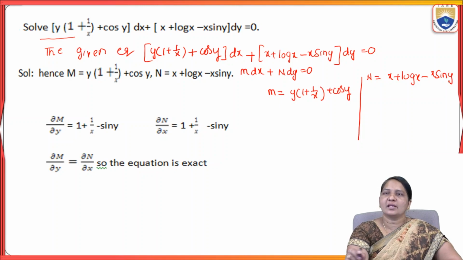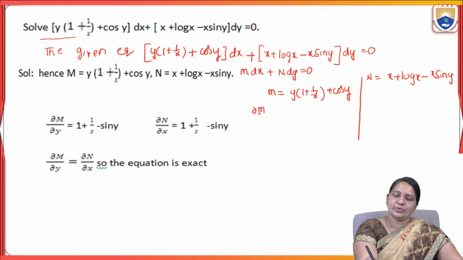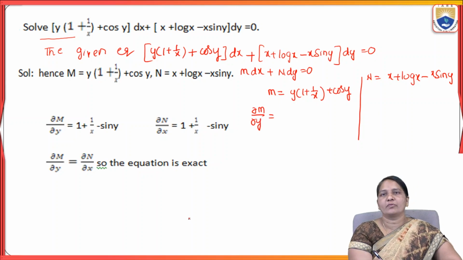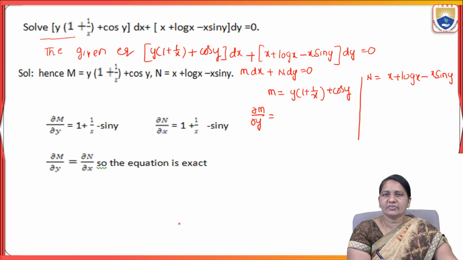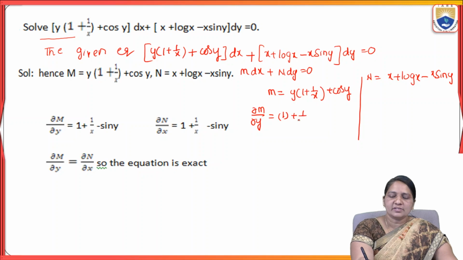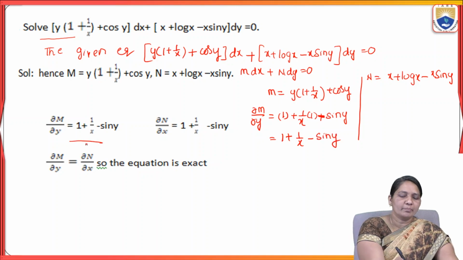Log x minus x sin y. Now I am going to calculate dou M by dou y. Here I am going to calculate the M value with respect to y. Differentiation of y is 1, plus 1 by x is a constant, plus the differentiation of cos y, which is minus sin y. Finally, this value is 1 plus 1 by x minus sin y. This is the value of dou M by dou y.